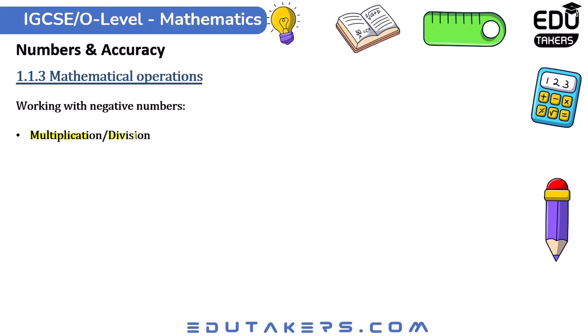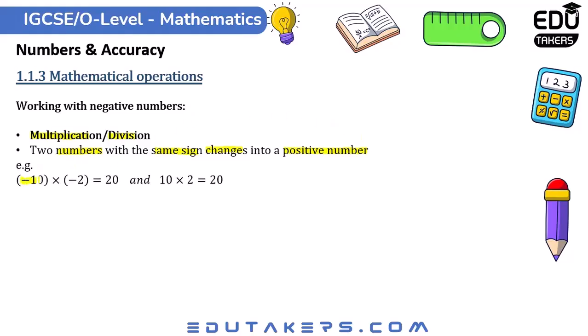Now multiplication or division. Two numbers with the same sign change into a positive number. For example, negative 10 and negative 2. When we multiply both of them, the result will be positive 20. Or positive 10 times positive 2 equals positive 20. So two numbers with the same sign change into a positive number when we multiply or divide. Same is for division. If we divide negative 10 by negative 2, the result is 5. Same as 10 divided by 2 equals 5.